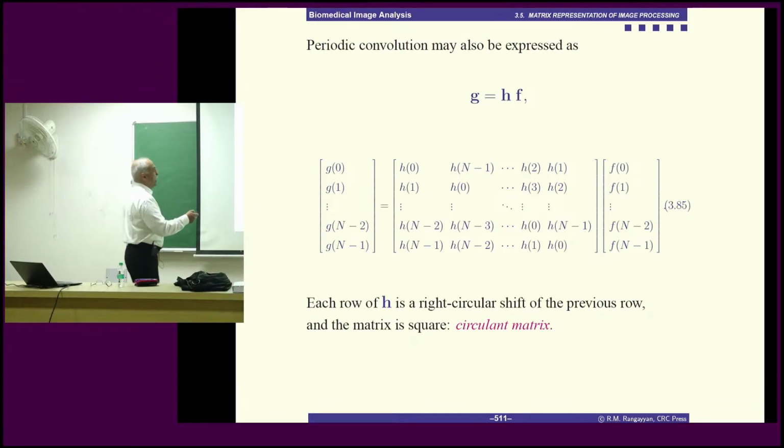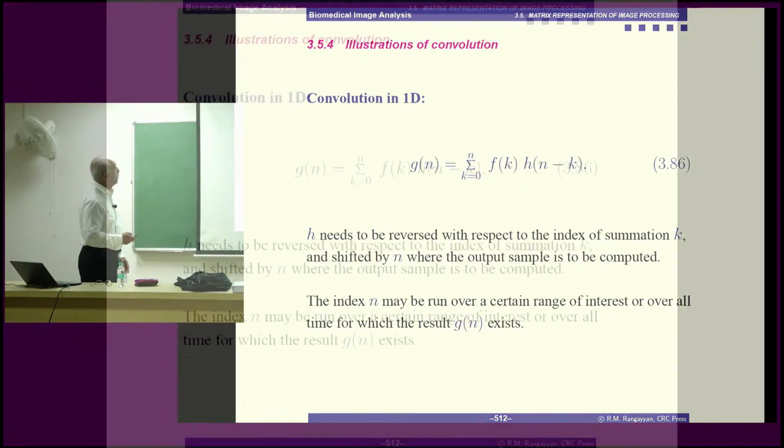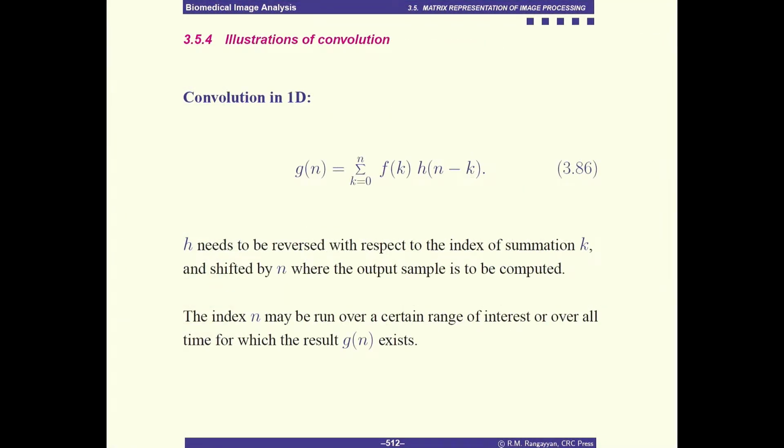The same G equal to HF. The variation is only in this. How do you formulate this matrix H? And in 2D we will see how to do that. So we'll stop here. We'll take a break now.